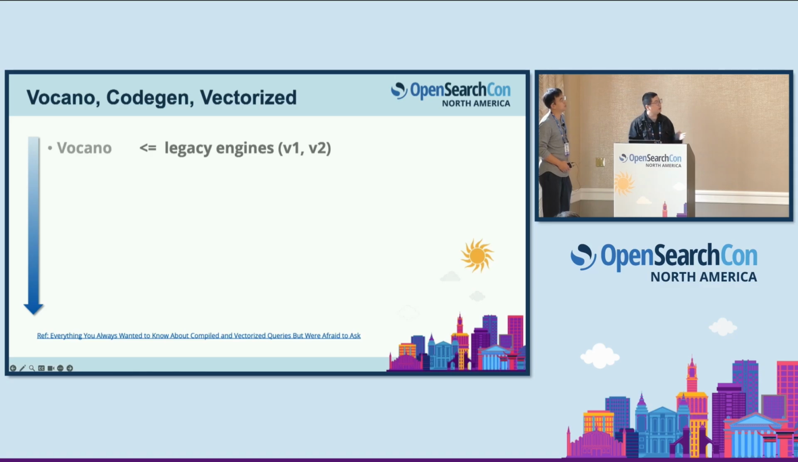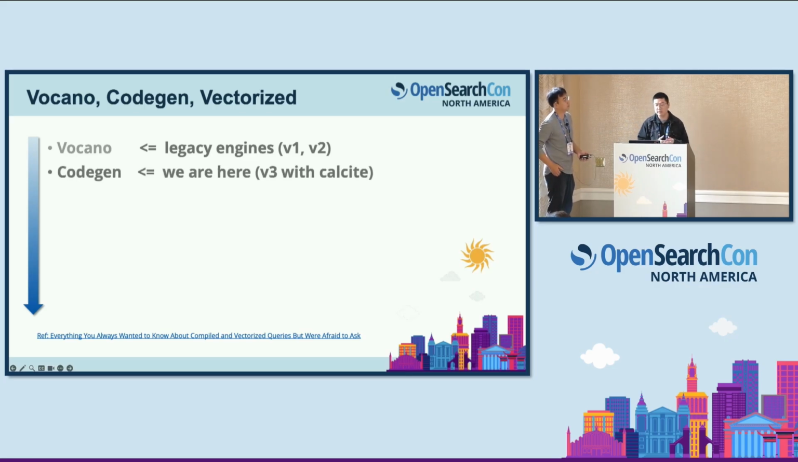Okay. The last slide, I will give you some detail about the evolution of our engine. At the beginning, the engines V1 and V2 use the iterator model. We call it the Volcano model. And now in the Calcite integration, we use codegen. Codegen means we compile a query to Java code rather than interpreting, so it's much faster than the iterator model.